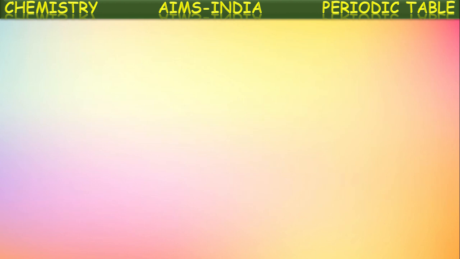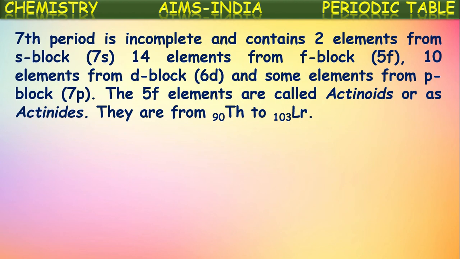Okay. Next, the seventh period. Actually, it is given here incomplete. But in the latest research, scientists have discovered those unknown elements also. Now it also contains 32 elements. Okay, 2 elements from S block, 14 elements from F block, 10 elements from D block, and 6 elements from P block. Some elements are given here as not found yet. It is actually an old book. But here these 6 elements are also found. Totally 32 elements in this seventh period also.